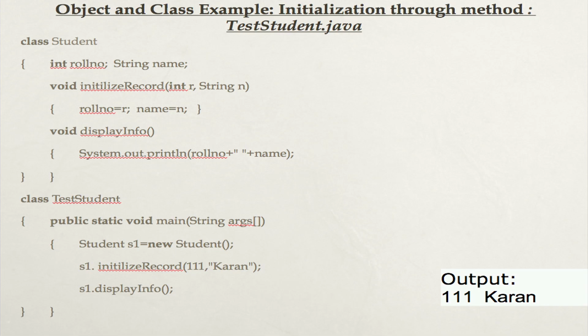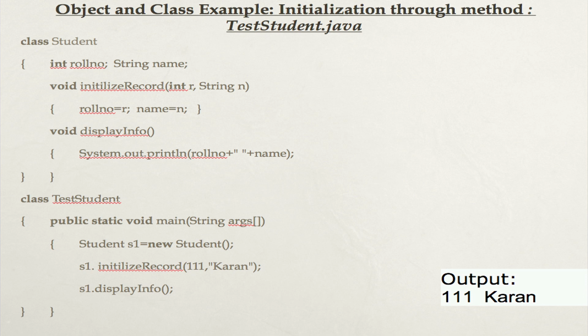Now this is the first class, Student, and the second class is TestStudent, where we have public static void main String args. In the first line we define the object of the Student class, Student s1 = new Student. Using this s1 object we call the initializeRecord function, passing two arguments, 111 and Karan.